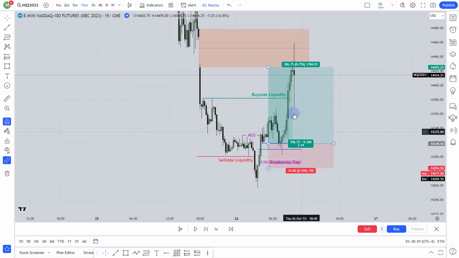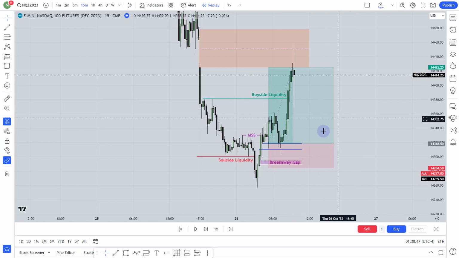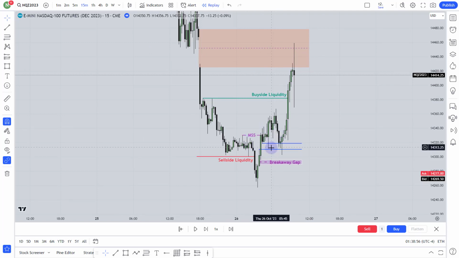Will we take this entry from 15-minute chart? No, we will not take the entry from 15-minute chart. We will go to 1-minute chart and we will look for the entry setup. But from 15-minute chart, that should be our expectation, okay? So from 15-minute chart, we know price will reject from this upper fair value gap. Don't forget these two levels. I'm going to 1-minute chart now.